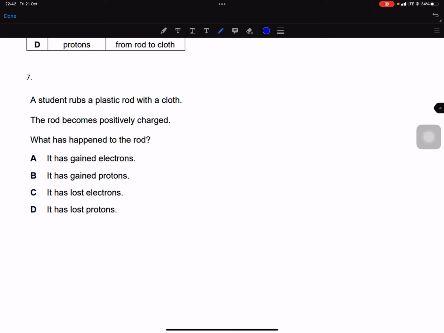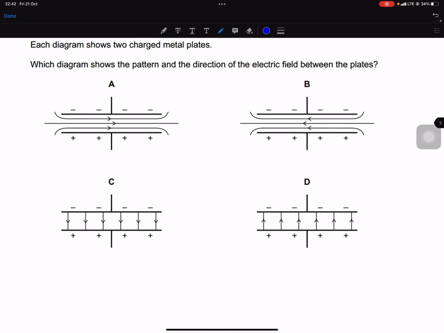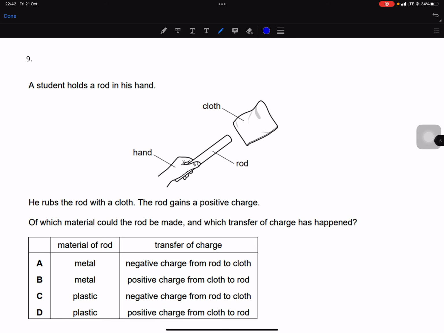Question number 7. A student rubs a plastic rod with a cloth. The rod becomes positively charged. What happened to the rod? If it became positively charged, it means that it lost electrons. Electric field, 2 parallel plates. It's D because it goes from the positive to the negative.